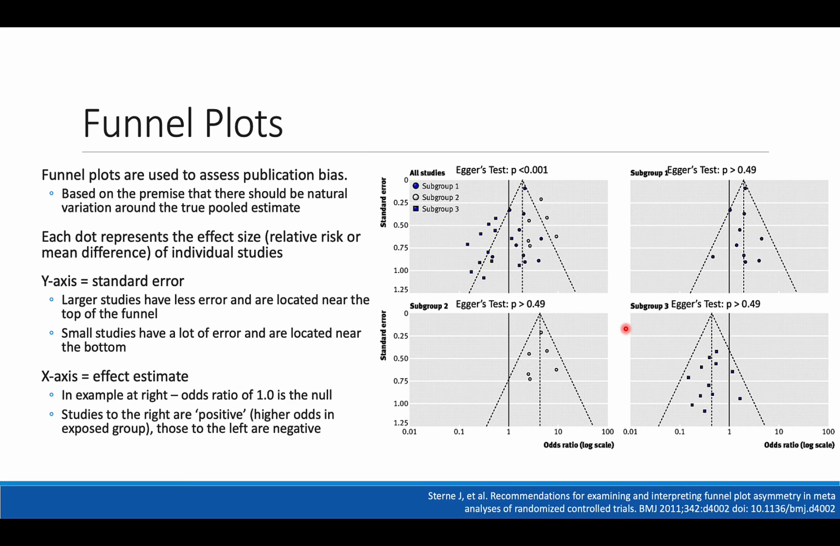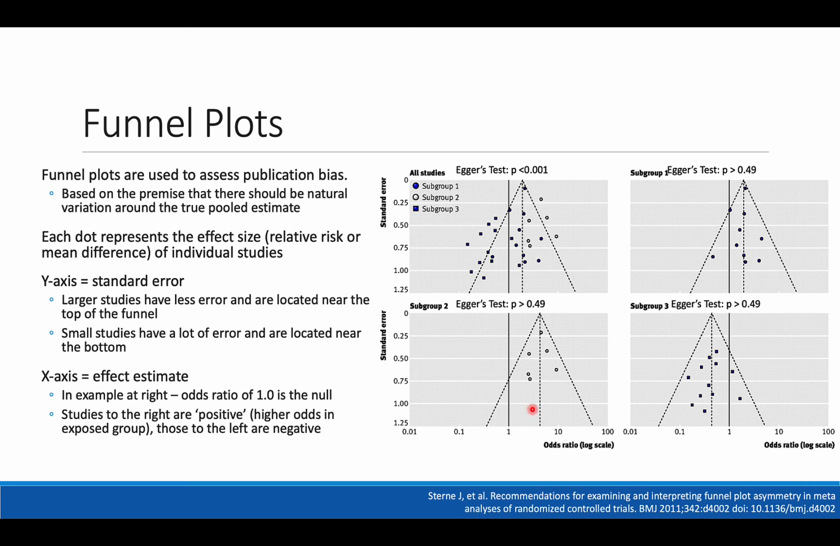For now, let's talk about funnel plots. Funnel plots are used to assess publication bias in meta-analyses. They're based on the statistical premise that there should be a natural variation around the true estimate. For these figures, we can see that the odds ratio for this nominal variable has the same vertical line at 1. That's the solid vertical lines here. This is the line of no difference.